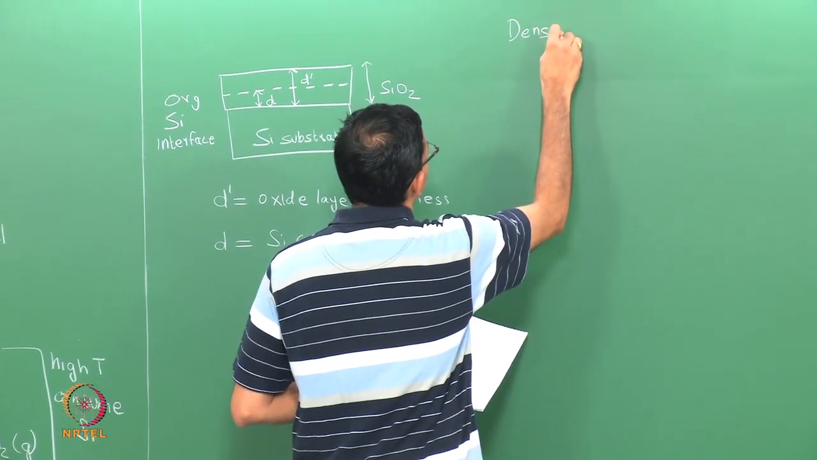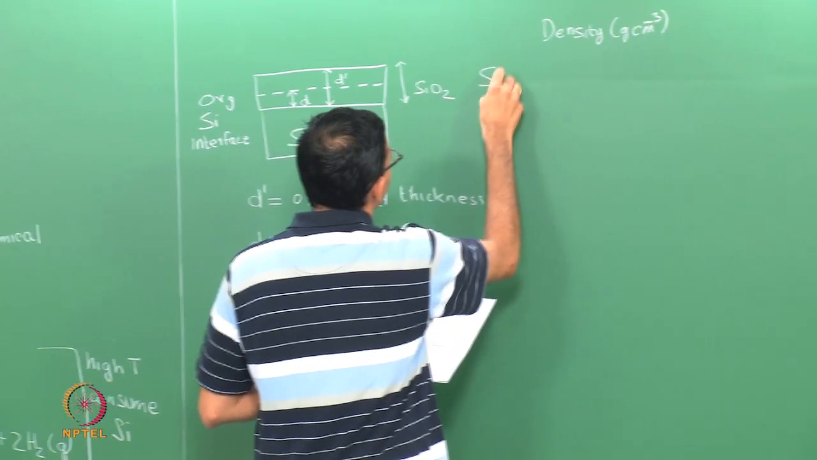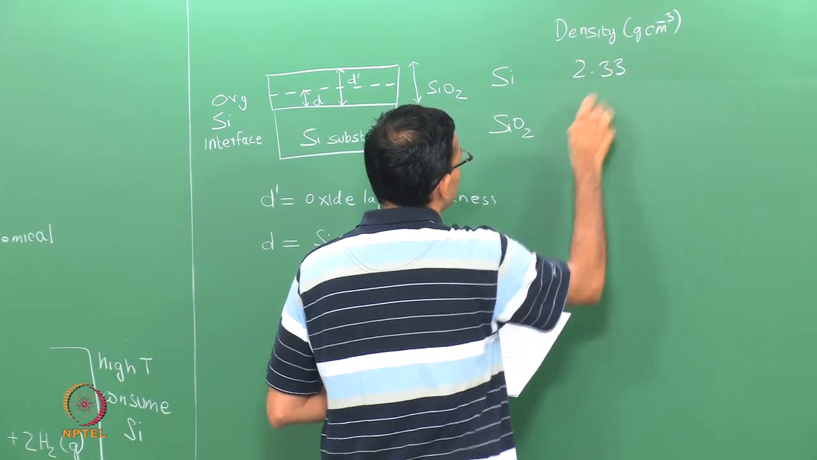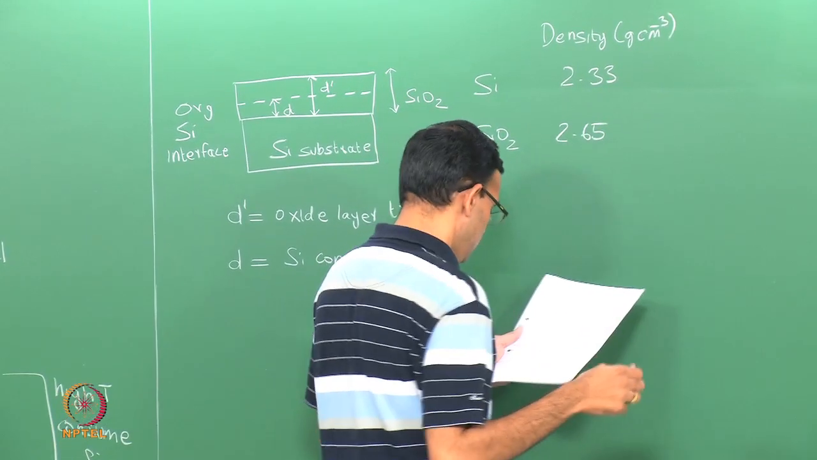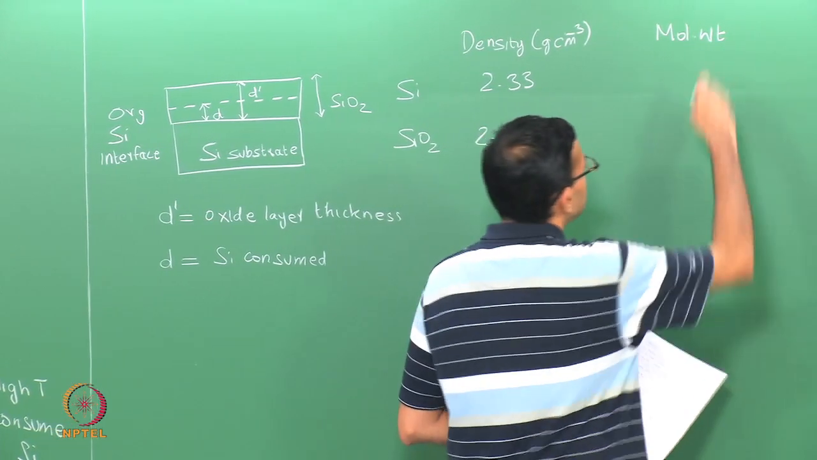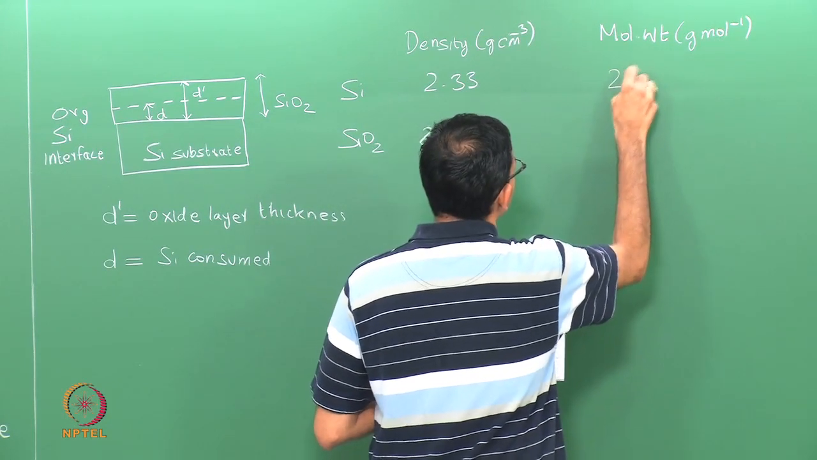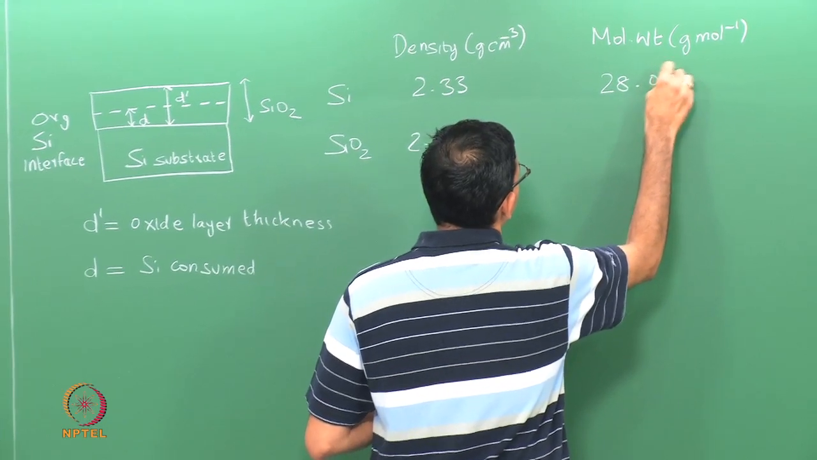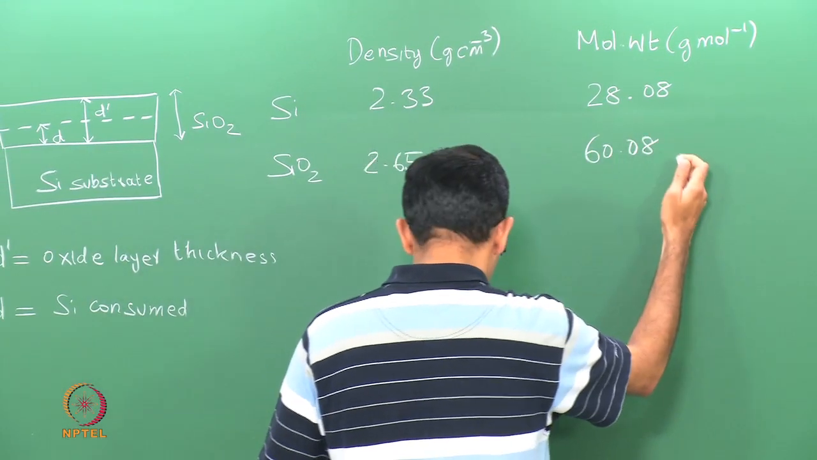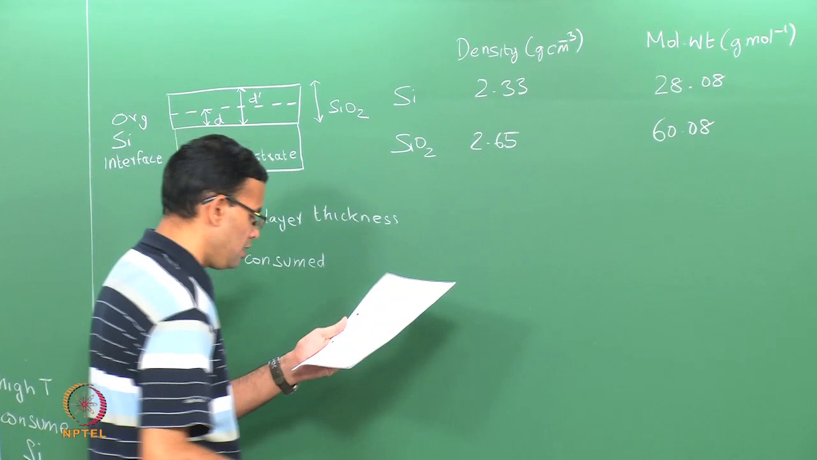So, first is density in grams per centimeter cube, for silicon and SiO2. Silicon's density is 2.33, SiO2 is 2.65. We also need the molecular weight. For silicon, this will be the atomic weight. And for SiO2, the molecular weight is 60.08.